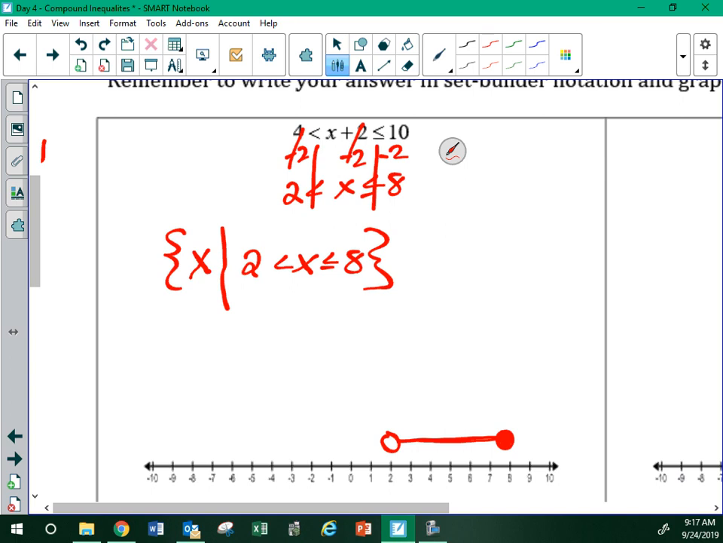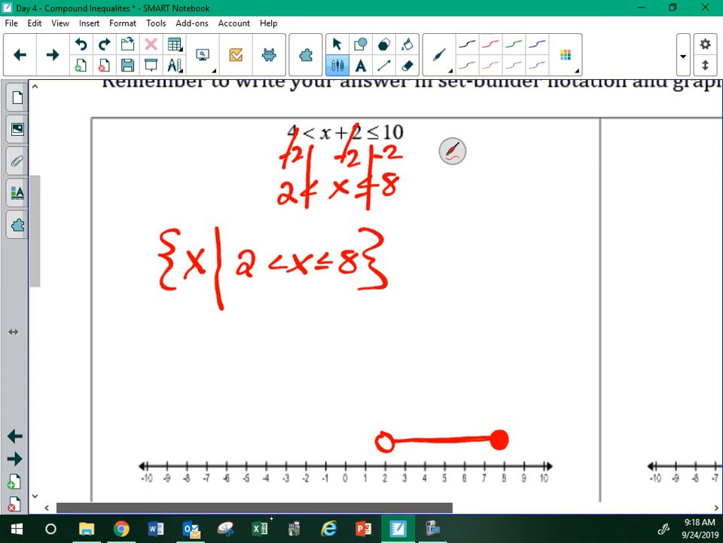So for our and inequalities, we get those done a lot faster because we don't have to do a separate one and a separate one. We get to do the same thing to all 3 sides and get to the answer faster. I feel like it's also easier to graph. Alright, do we have questions with that first one? Okay, let's do one more together, and then I'm going to have you try them on your own.